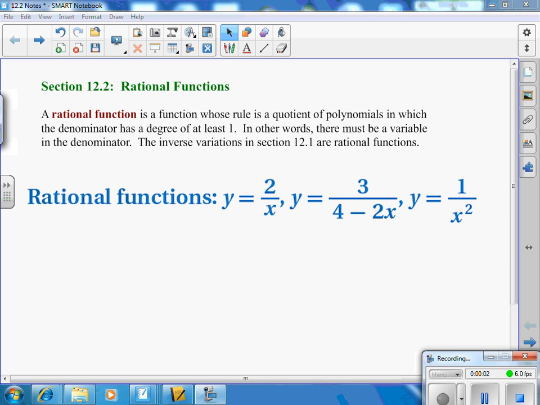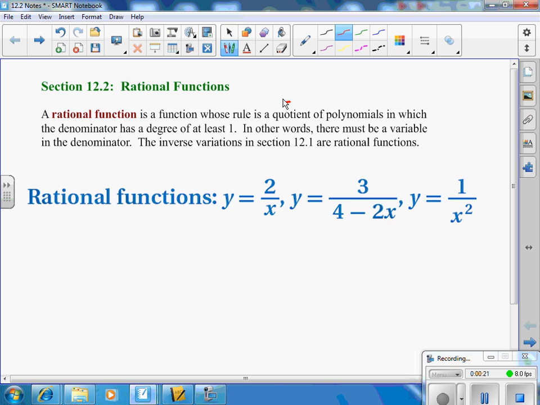Unit 2 is all about rational functions. And in section 12.2, we're going to graph these rational functions. So by definition, a rational function is a function whose rule is a quotient of polynomials in which the denominator has a degree of at least 1.